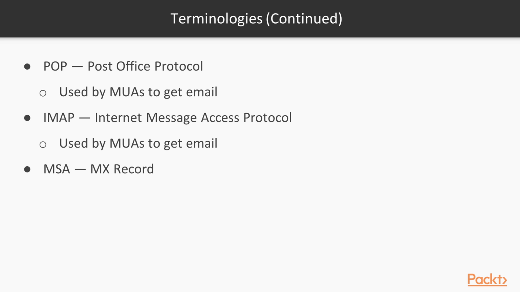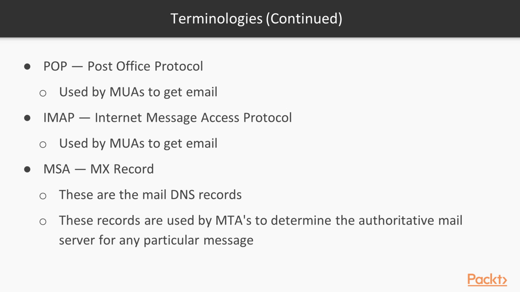MX records. These are the mail DNS records. These records are used by mail transfer agents to determine the authoritative mail server for any particular message. Also, they are used for the priority of authoritative servers. If one authoritative mail server is down for some reason, it will go to the next authoritative mail server. So you can define priorities in the MX record as well, that is, which is going to be the authoritative mail server and which is going to be the second authoritative mail server.